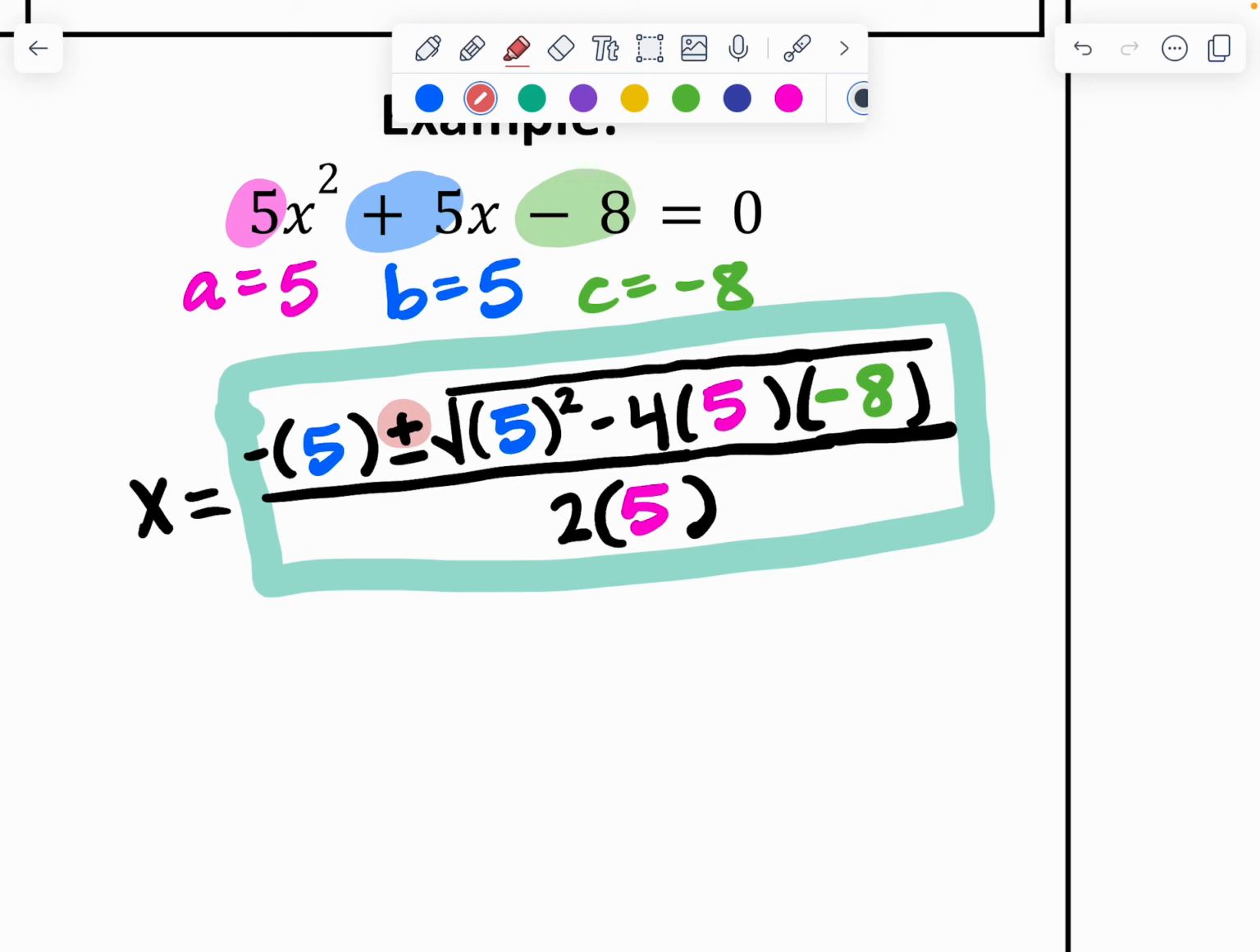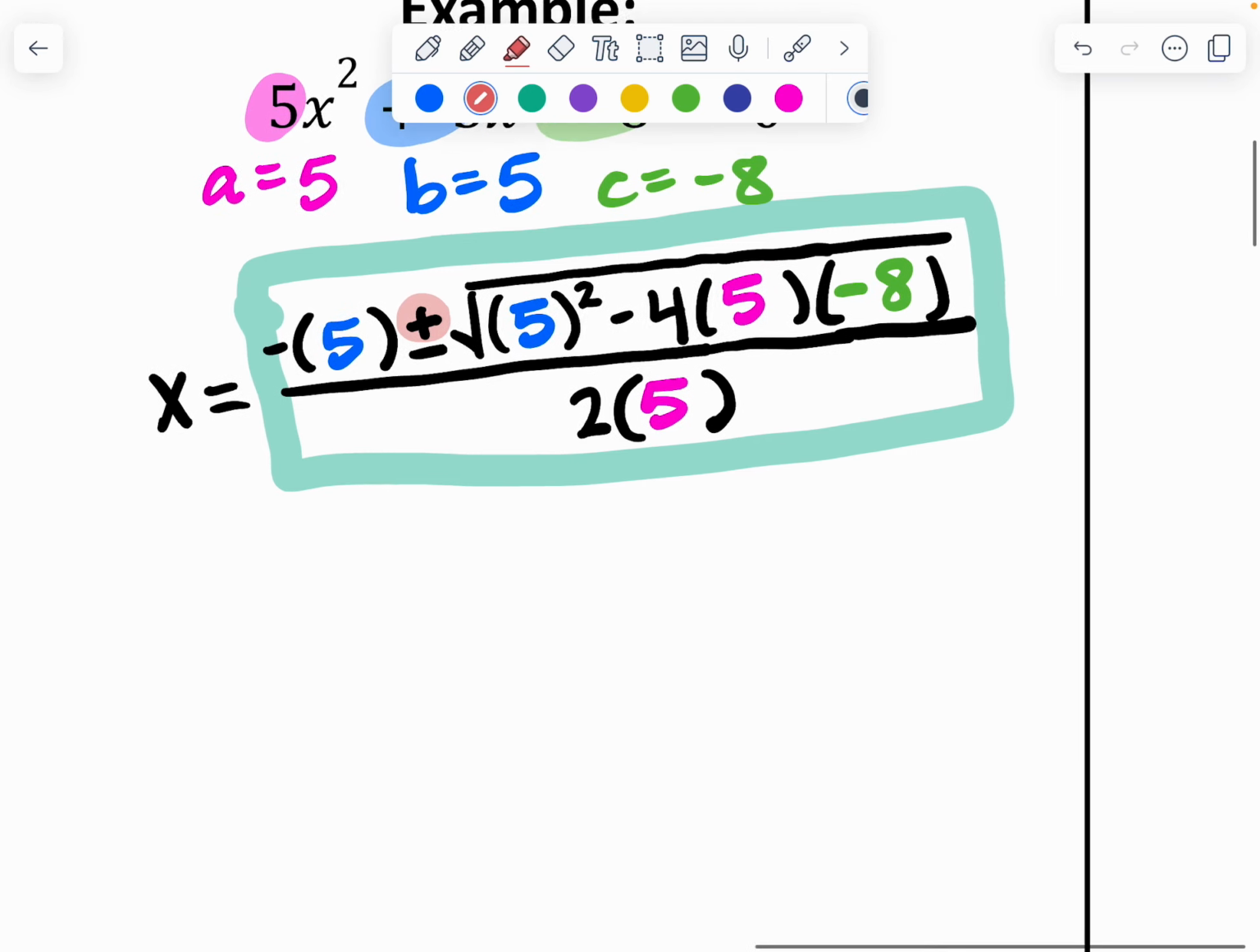Parentheses 5 parentheses squared, so that's the x squared button, minus. Now remember, this is the black minus button, not the negative button. 4 parentheses 5 parentheses, another set of parentheses, negative 8 parentheses, and now use the arrows to go to the denominator, and then you'll do 2 parentheses 5 parentheses. Now I know that was a lot, but all you're doing is copying exactly what you wrote here.